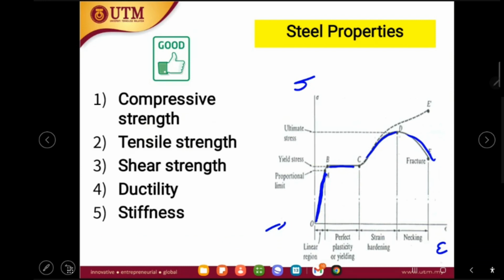Node B, C, D, E. And then another line, which is this line. Not B, C, D, E, but B, C, D, E prime. Okay, E prime. So we have two lines here.